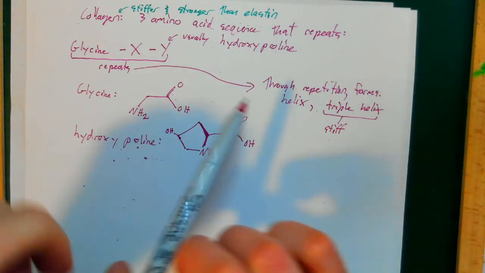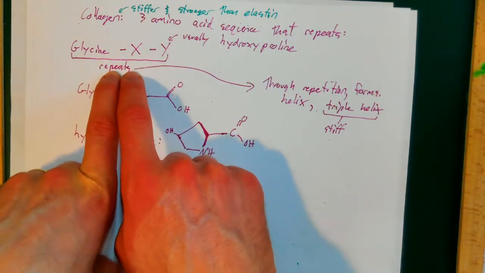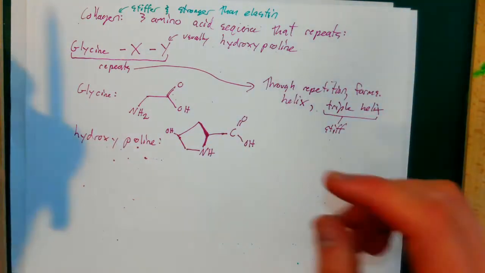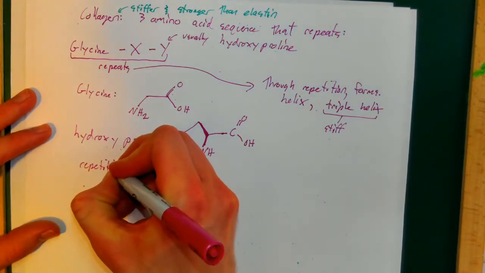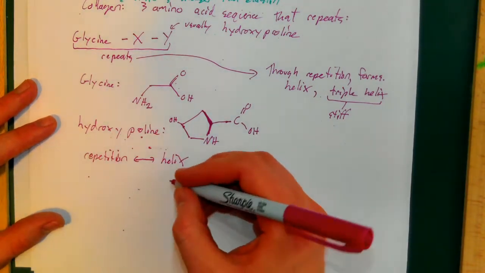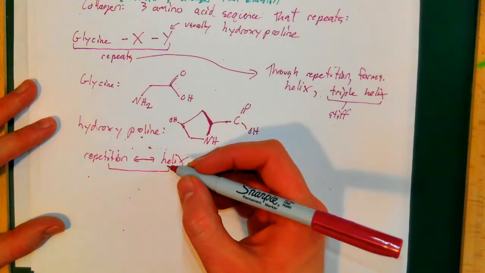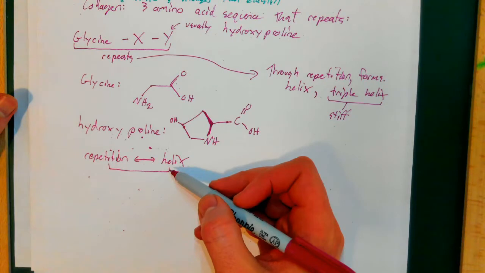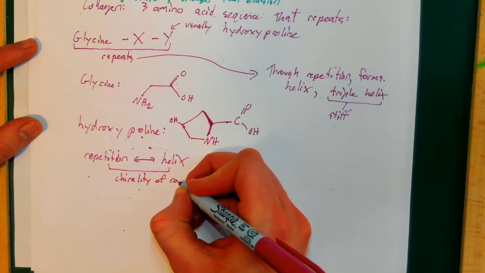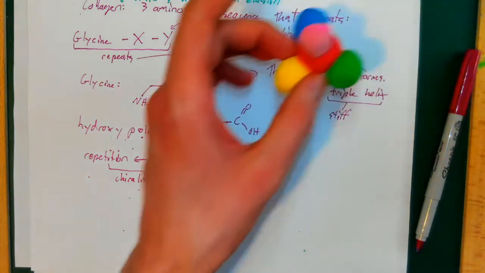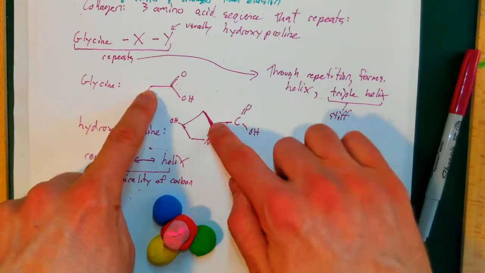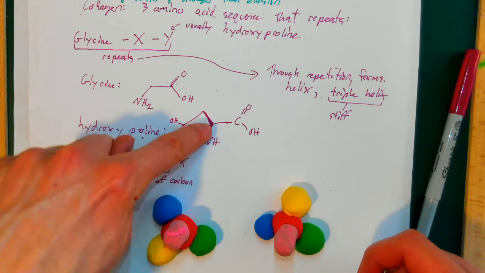Now you might ask, how might a structure repeating over and over and over again form a triple helix? Well, the connection between a repetition and a helix has to do with the chirality of carbon. So here, imagine these reds that I have right here are sort of the red that would kind of make up this molecule, or this carbon right here.